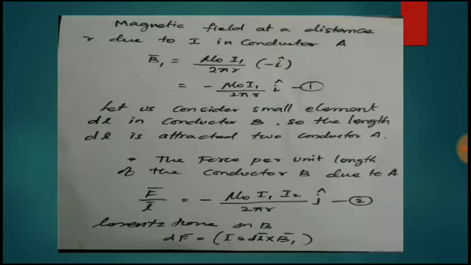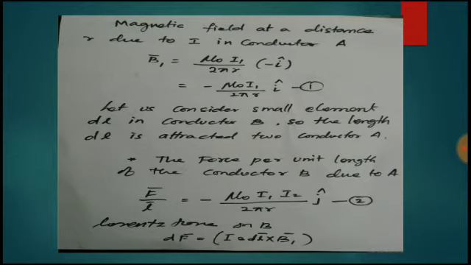Unit vectors. Therefore, minus mu naught I divided by 2 pi r into I cap. So this is equation number 1. Let us consider a small element dl in the conductor B, that is the second conductor. That element of length is attracted towards conductor A.